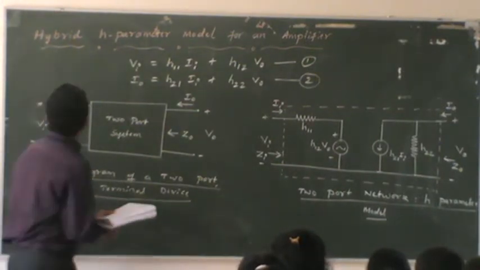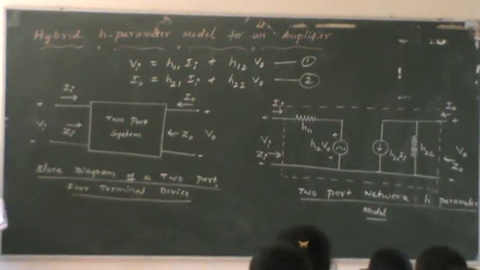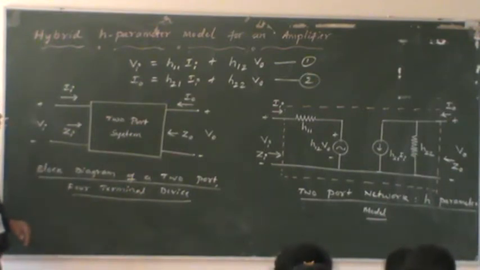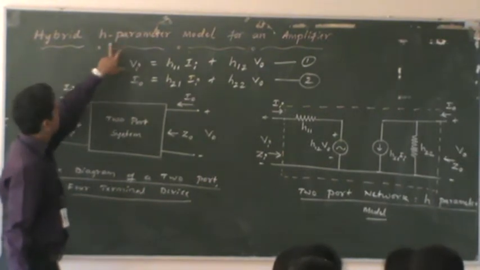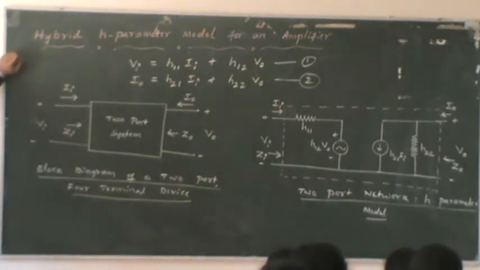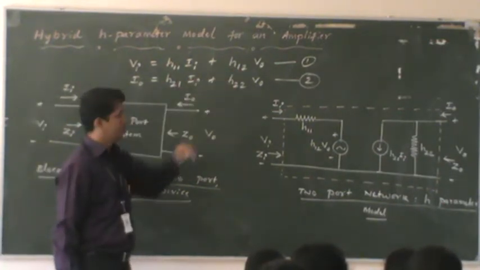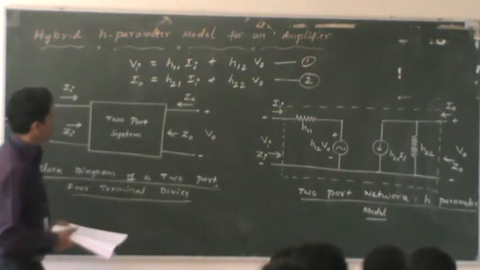Let's get started with this hybrid or H parameter model of an amplifier. In the last class we discussed frequency response of various popular amplifiers. In today's class we are going to discuss an H parameter. H is also called a hybrid parameter, and this is a model for an amplifier which is built upon a bipolar junction transistor.